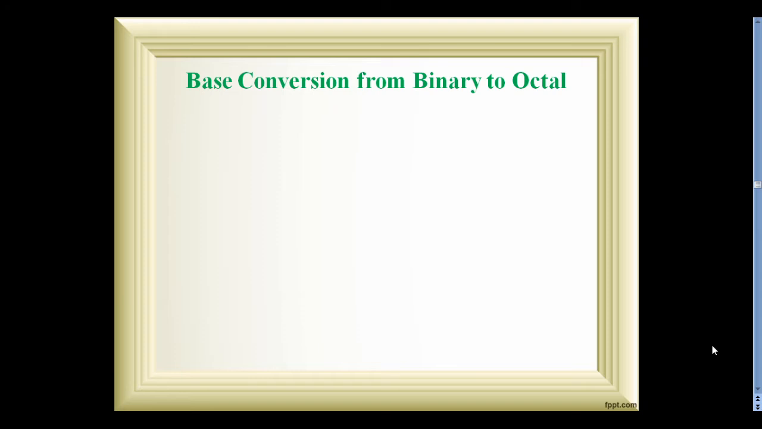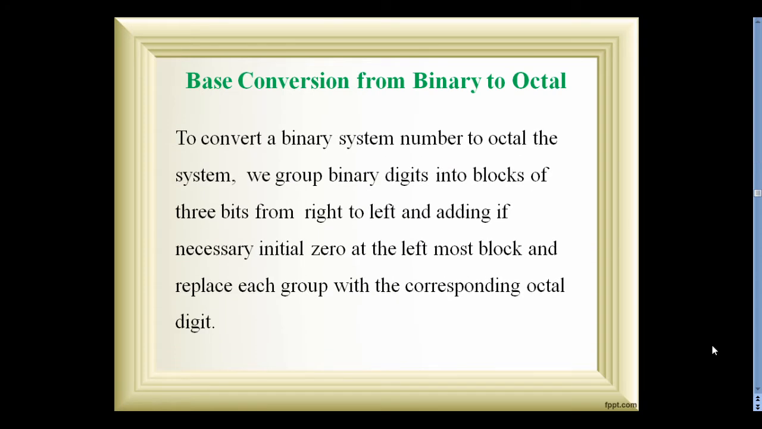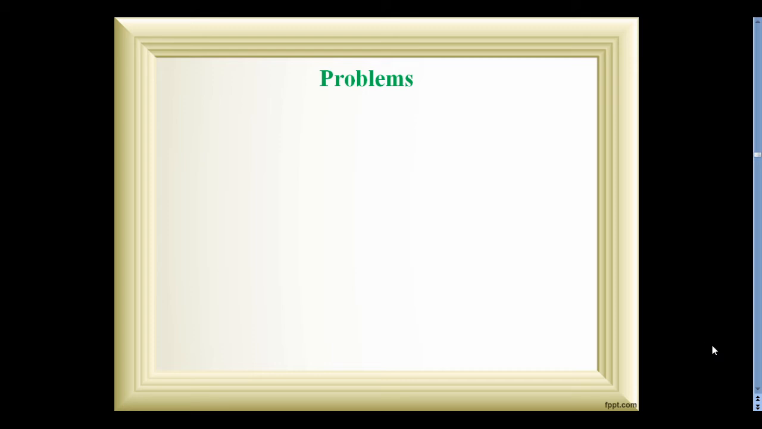So, base conversion from binary to octal. To convert a binary number to octal, we group binary digits into blocks of 3 bits from right to left, adding if necessary an initial 0 at the leftmost block, and replace each group with the corresponding octal digit. So from right to left we group the digits into 3 bits, then we apply the conversion. We will see an example problem.